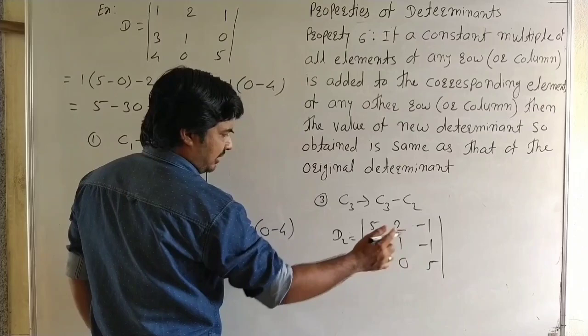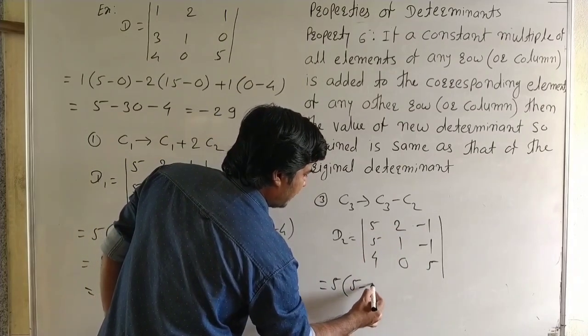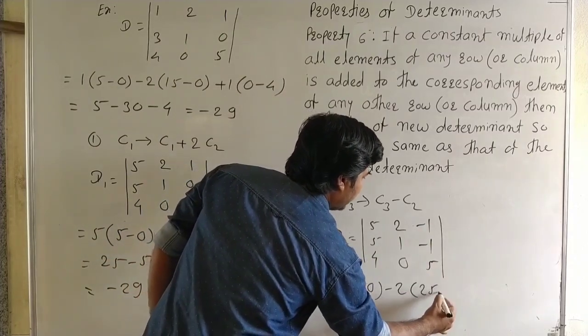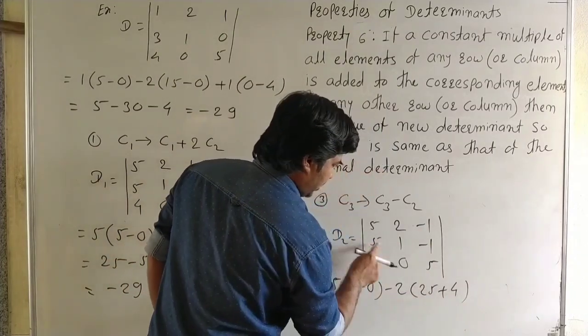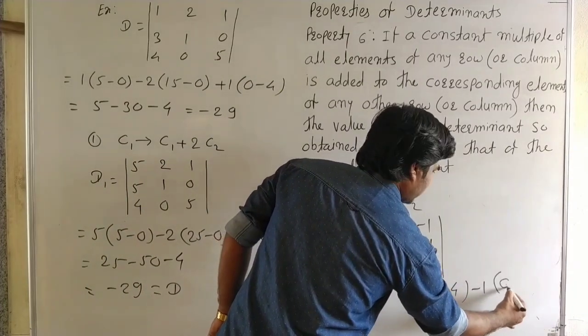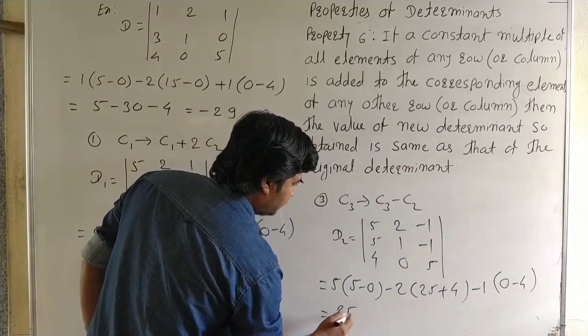And now we calculate this. It is 5 into 5 minus 0, minus 2 into 25 plus 4, and again minus 1 into 0 minus 4. Then it is 25.